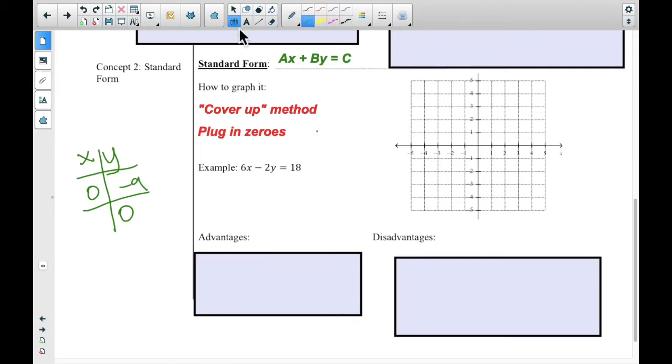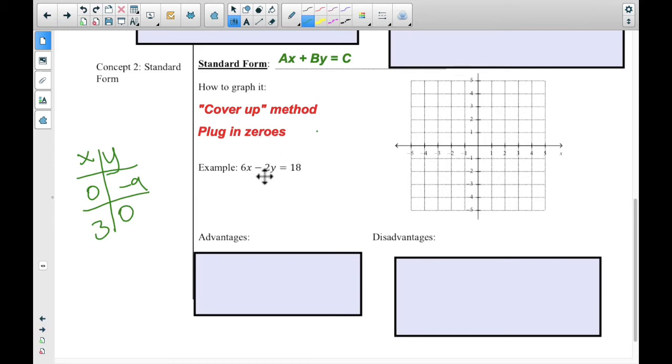And so then I'm going to go to my other one, and this time I'm going to plug in a 0 for y. Well, that gets rid of that y. And so now I divide by 6, and I get x equals 3. That was a very informal way of showing you what I call the cover-up method.